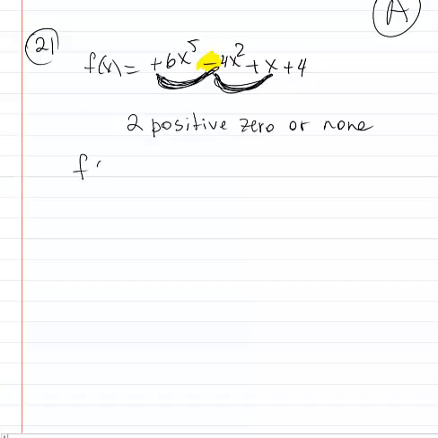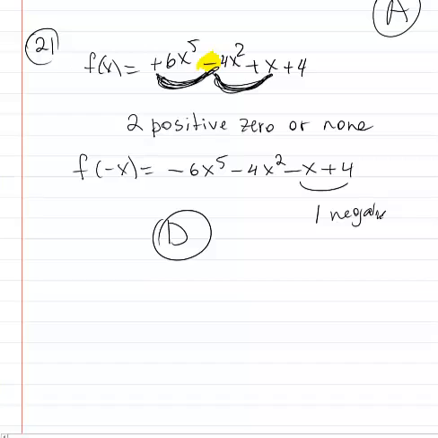Then we do f of negative x, which gives us negative 6x to the fifth. The x squared term stays the same, because when you put in a negative and square it, it stays the same. Then that will be minus x, and that will be plus 4. So the sign variation here is just there. It's one variation, so it's one negative root. That gives you choice D: two positive or none, and one negative root, because there's one change of sign in f of negative x. Okay, let's go on.